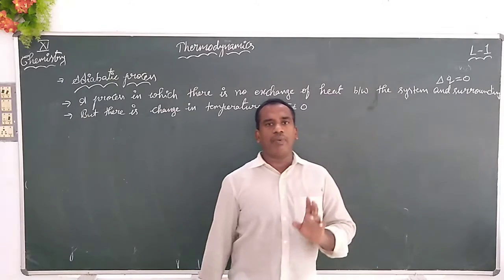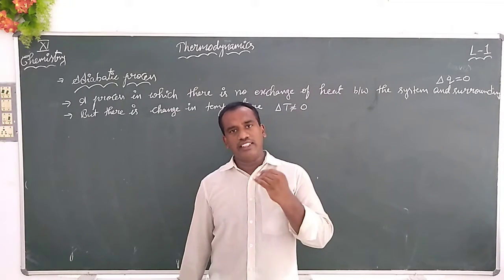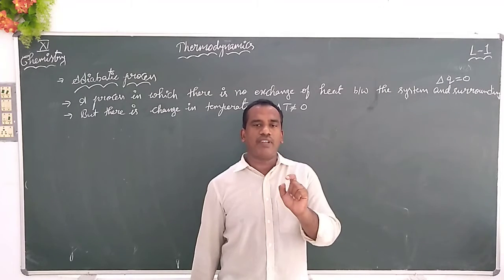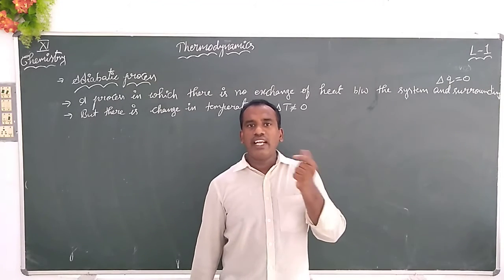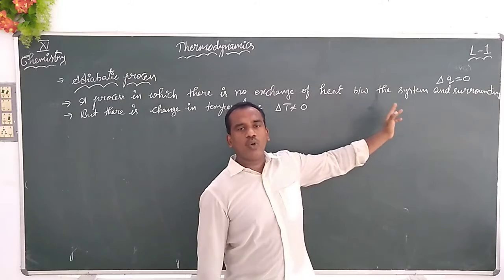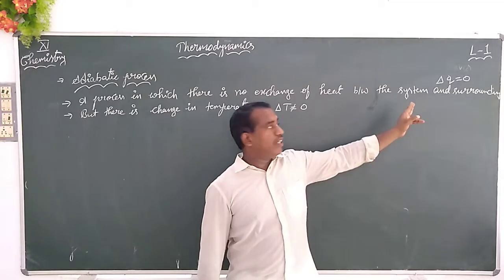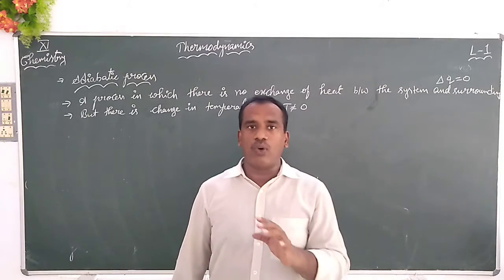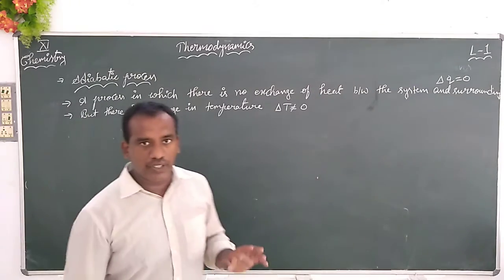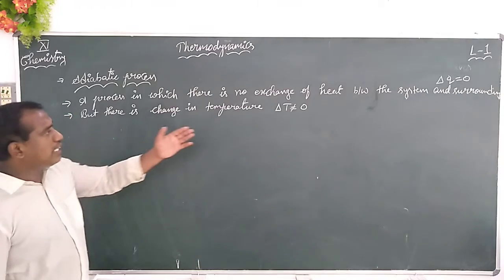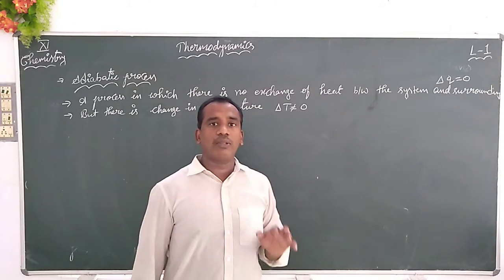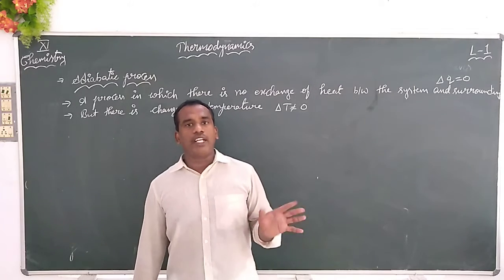Delta is the symbol we use for change in either heat, enthalpy or entropy. Delta means the difference between the final stage and the initial stage. When there is no change in the heat content, when delta Q becomes 0, but there is a change in temperature, meaning delta T is not equal to 0, in those cases we call the process an adiabatic process.